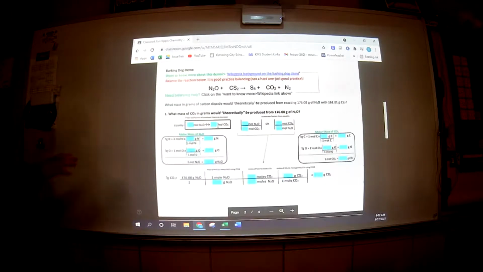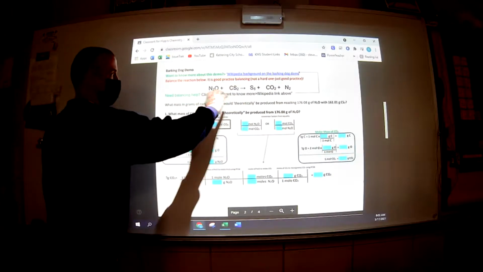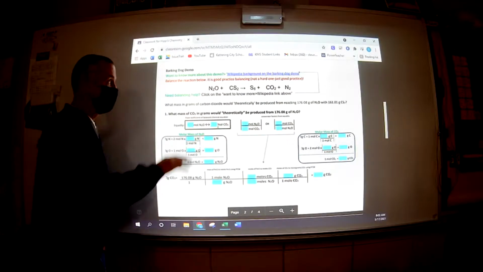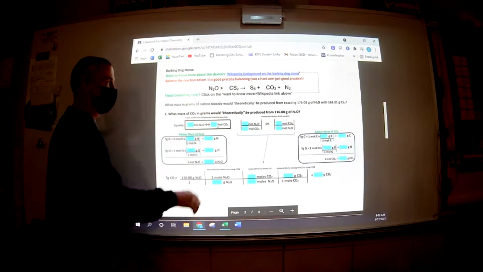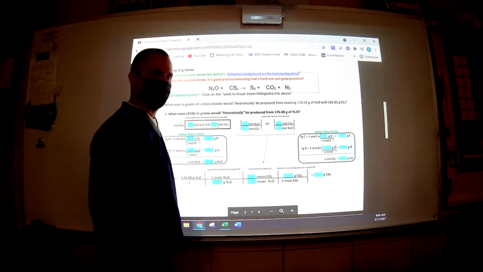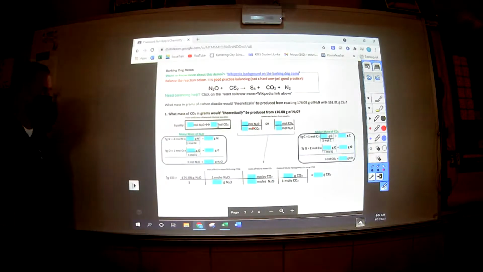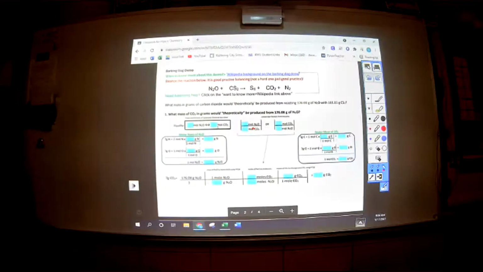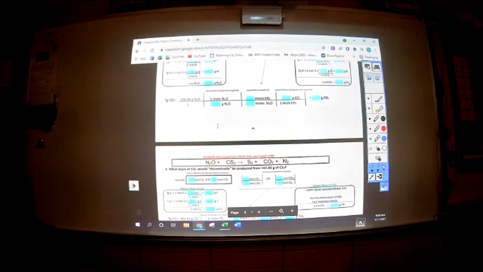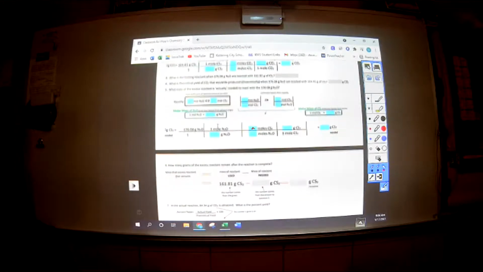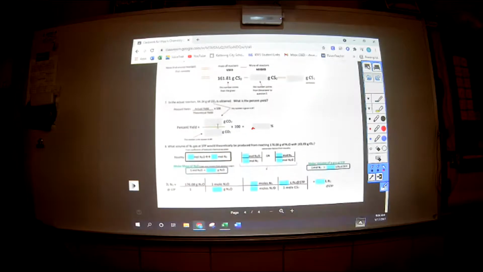And you'll have to write and balance this reaction. Be sure you balance it before you do it. This is not balanced. If you have trouble balancing, this is not a hard one to balance. But if you have trouble, click on the link and it'll show you how to balance it. And then we're going into the problems. Mass to mass, limiting reactant problems. And then we end with a new problem to take us to our next discussion.